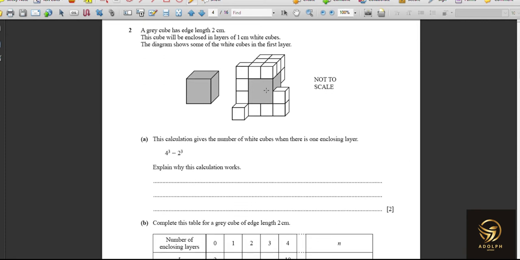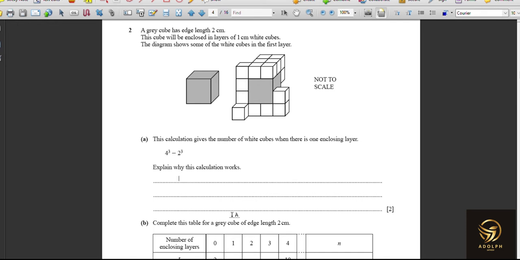Next is, a gray cube has edge length 2 centimeters. So now they have increased the edge length from 1 centimeter to 2 centimeters. And totally they have covered with 2 white layers. This calculation gives the number of white cubes when there is one enclosing layer, 4 cubed minus 2 cubed. Explain why this calculation works, because 4 cubed is the total volume and 2 cubed is the gray volume. So that's how it works. If you subtract both, we are getting the white cubes.